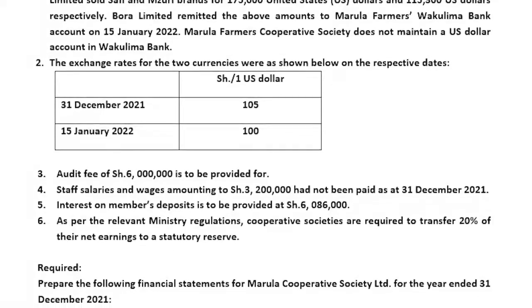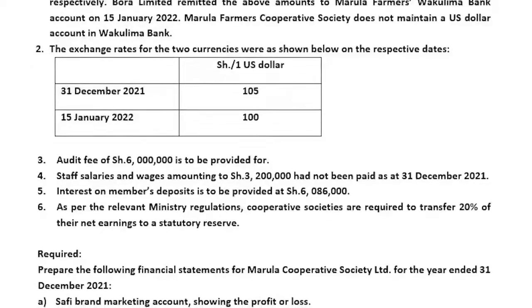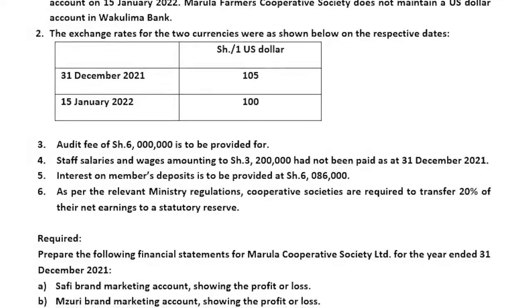Number 3, we are told audit fee of 6 million is to be provided for. Number 4, salaries and wages amounting to 3.2 million had not been paid.